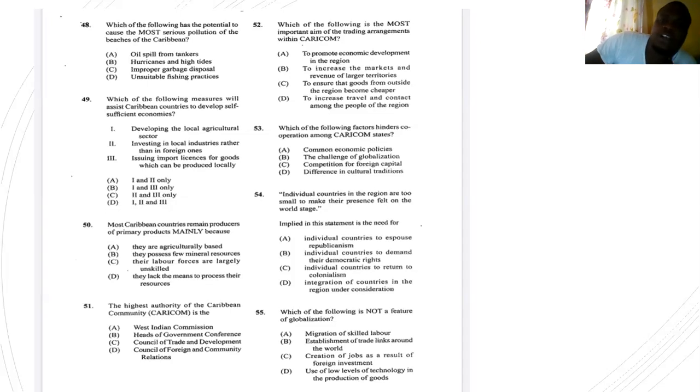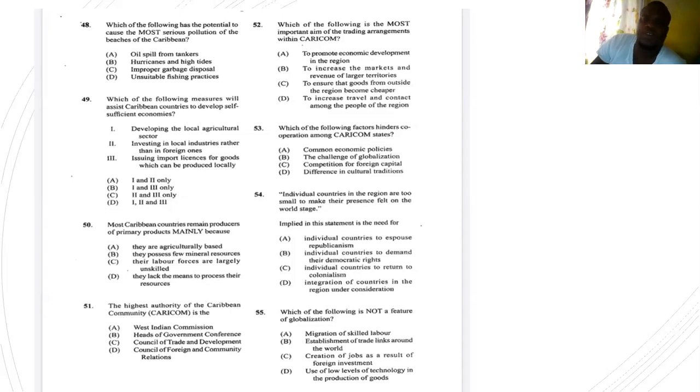A says to promote economic development in the region, yes. D says to increase travel and contact among the people of the region. That's a part of it. However, it's the CSME that actually cements the free movement of people. So it's less to do with CARICOM, more to do with the CSME. And the movement of people doesn't say anything really about trading arrangements. So that would be out. So the one that we are left with is A, to promote economic development in the region.